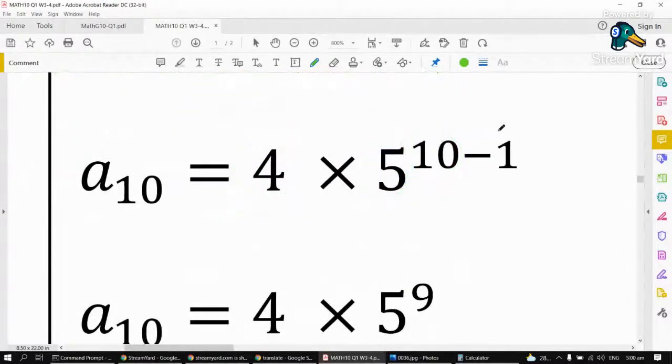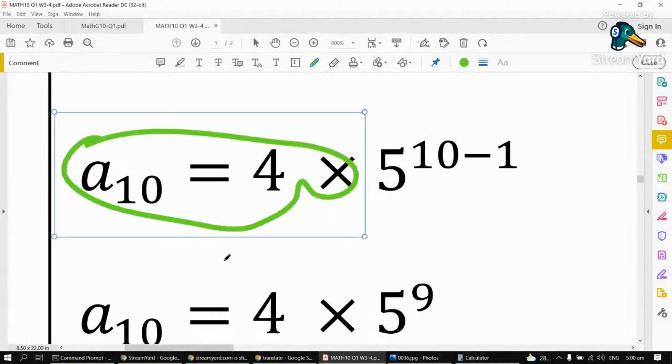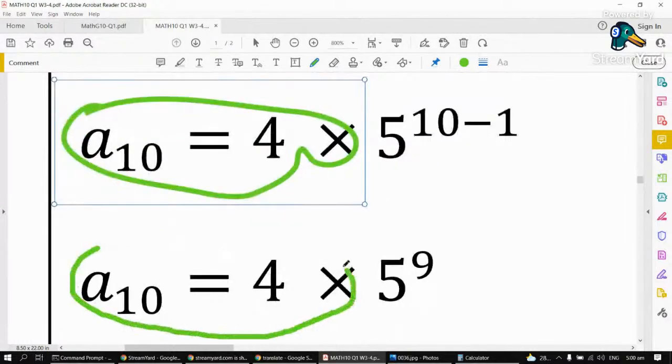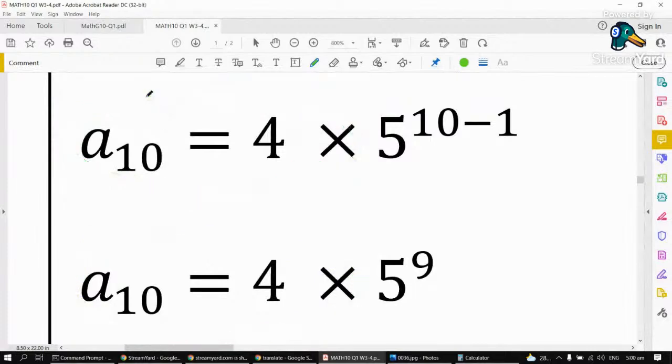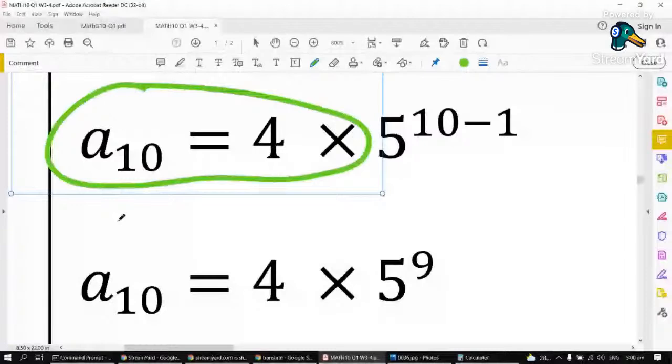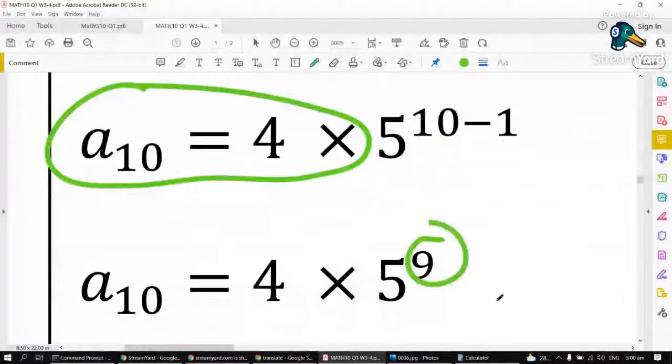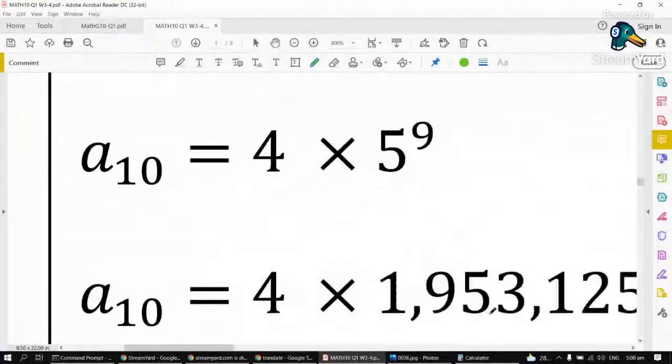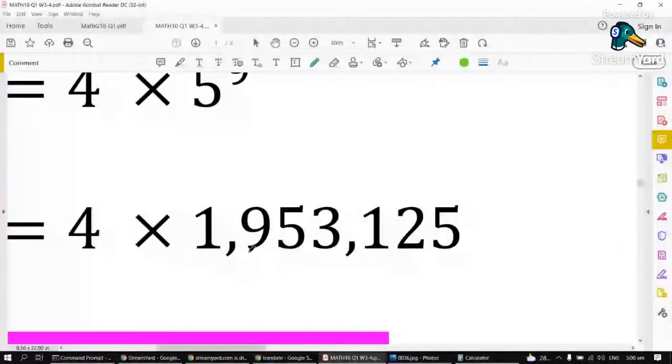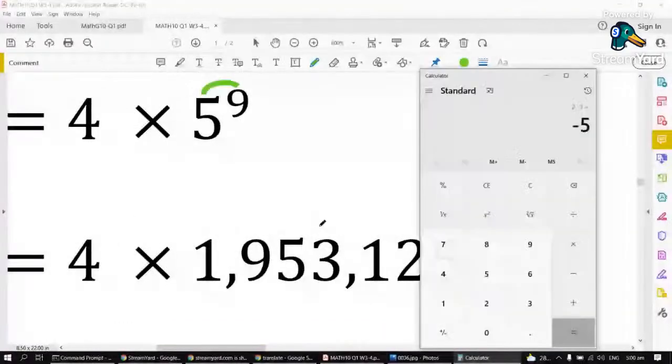So, unahin natin 'tong exponent. a sub 10 is equal to 4 times, ganun pa rin. And then 10 minus 1 is 9. So 5 to the 9 is 1,953,125. So check na natin.